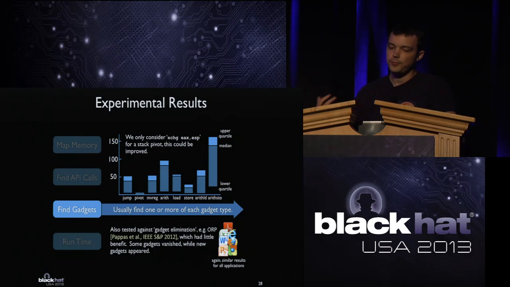Now, the next step of our framework was to identify all the different gadget types and get as many of those as we could. So what you're seeing here in this box plot is a bar for each type of gadget that we defined, and it's showing the number of unique gadgets that we're able to find within that category. So you can see here that we find a good number of gadgets for every category except the stack pivot. It's kind of an important gadget. We only find just a very few of those on average.